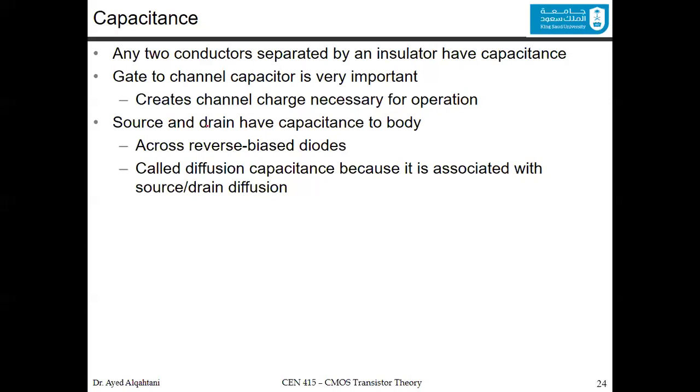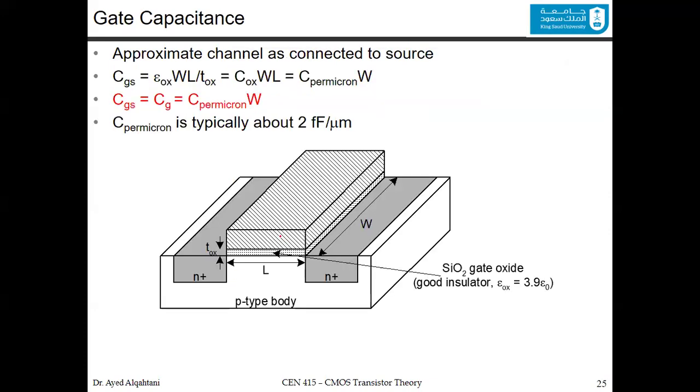You have another capacitance, which is between the source and the drain. This is also important to us, and it's across the reverse bias diodes as well. It's usually called the diffusion capacitance, where the first one is called the gate capacitance. So you have two types of capacitance: the gate capacitance and the diffusion capacitance. In this figure, this is the gate, and these are the diffusions.